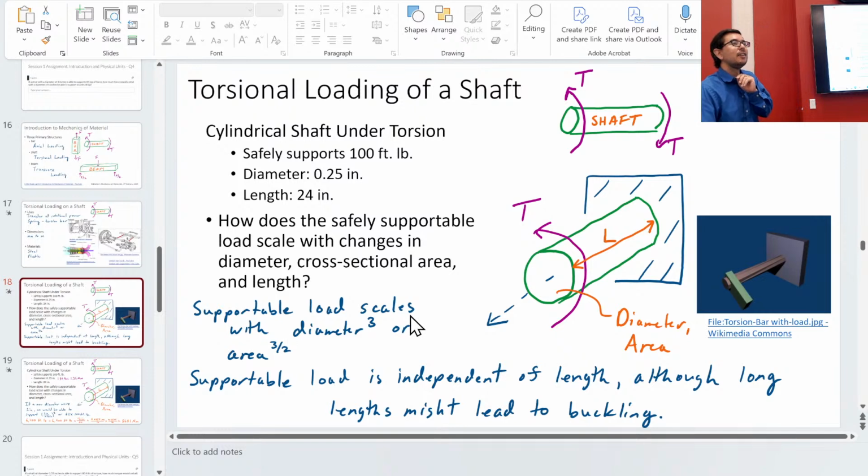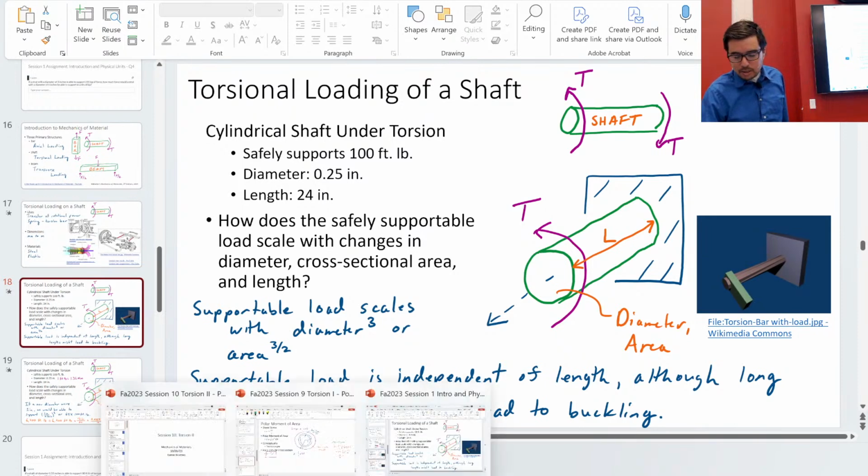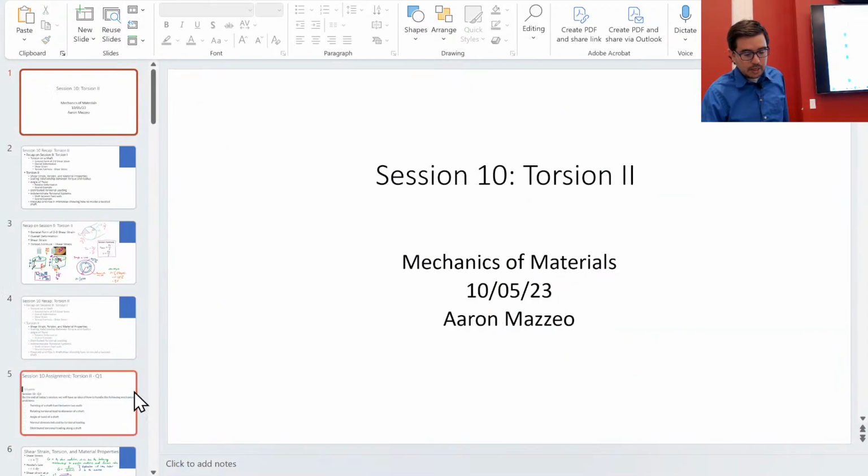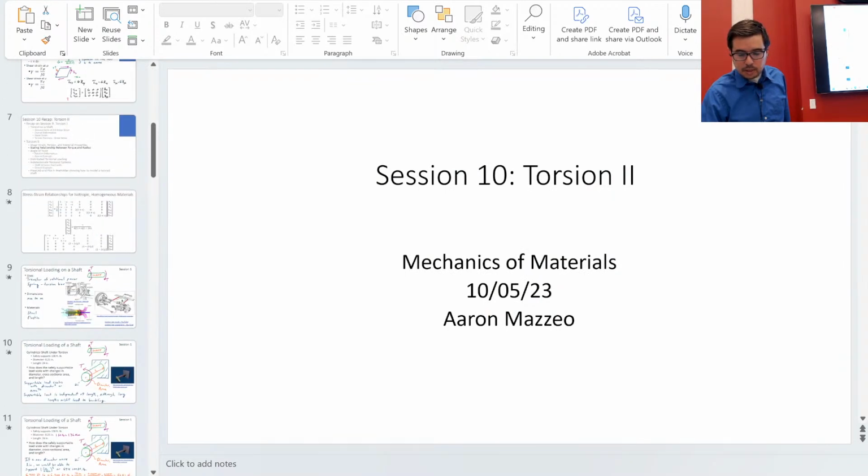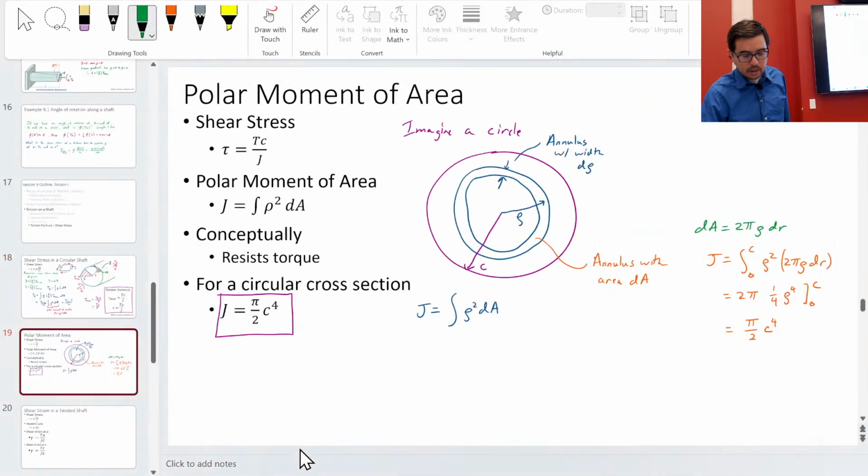Look, we did it. Supportable load, this was session 1. Supportable load scales with diameter cubed, or area to the 3/2. We just derived it. Just like we've talked about making sure the normal stresses are below a certain level, we also are going to be thinking about what levels the shear stresses need to be maintained at, and we'll get into some failure criteria to describe that. That's session 10, that's next time, sorry. Any questions up to this point?